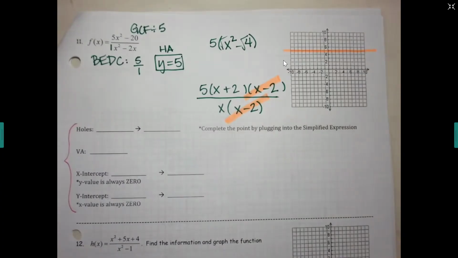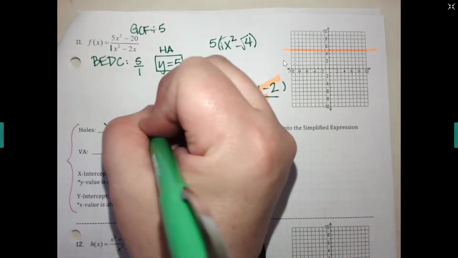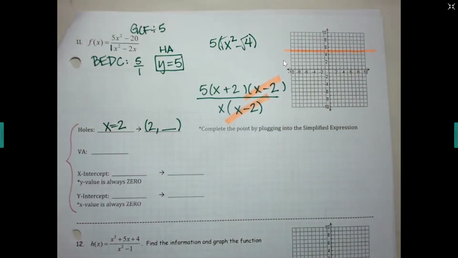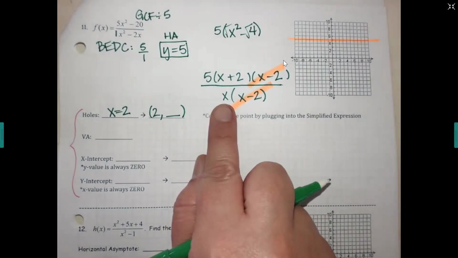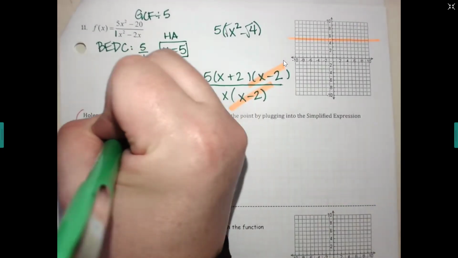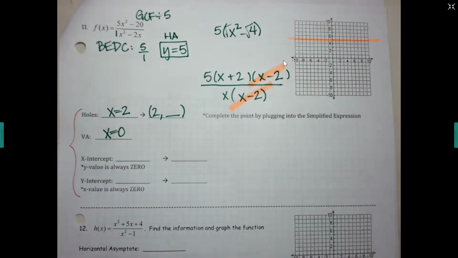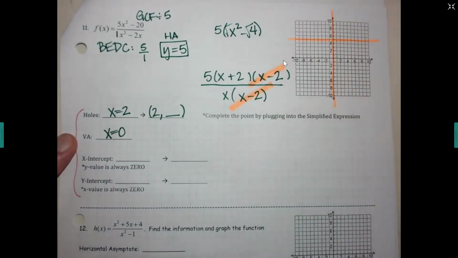Remember, it's always the reverse. So at x equals 2, I'm going to have a hole, but 2 comma what? I'll use my calculator to find that number. Vertical asymptotes are x's left on bottom. Do I have an x left on bottom? And it's on the outside. What do I do for an x on the outside? x equals 0. And I know that I can't touch 0. So I'm going to draw that in right now. No touching 0.